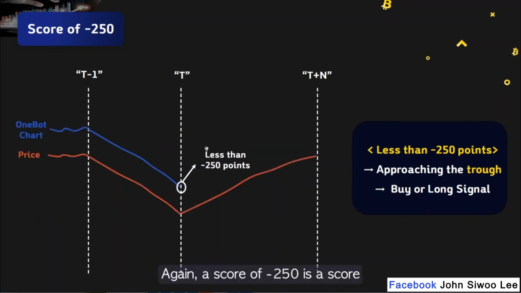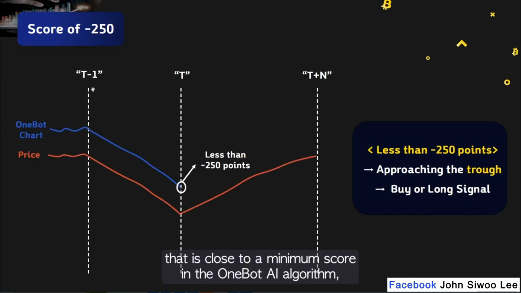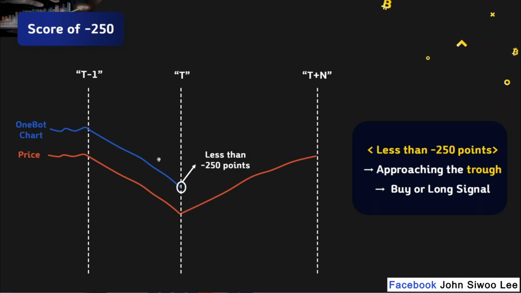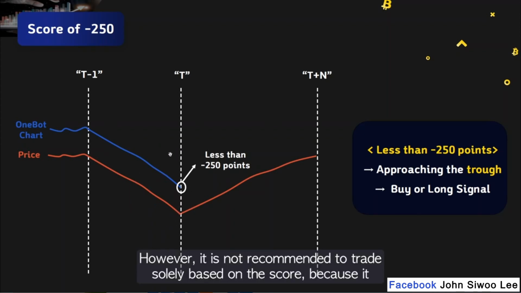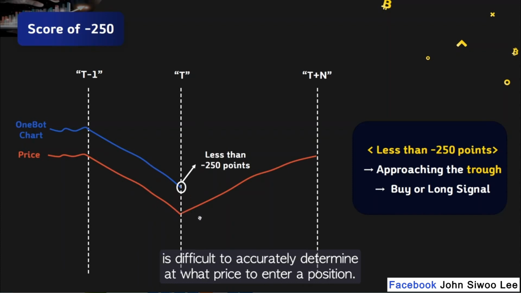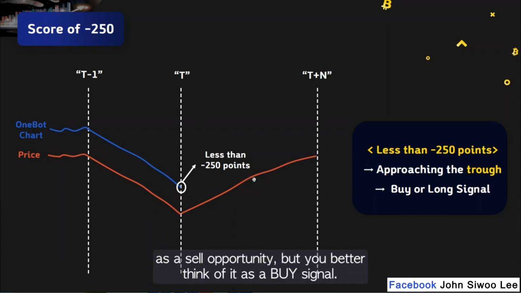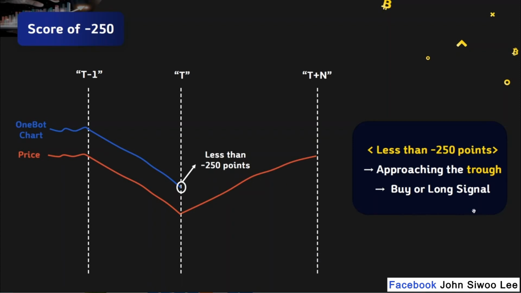Again, a score of negative 250 is a score that is close to the minimum score in the Onebot AI algorithm, which is a signal that is approaching its swing low. However, it is not recommended to trade solely based on the score because it is difficult to accurately determine at what price to enter a position. Negative 250 is a low score, so it is sometimes misunderstood as a sell opportunity. But you had better think of it as a buy signal.